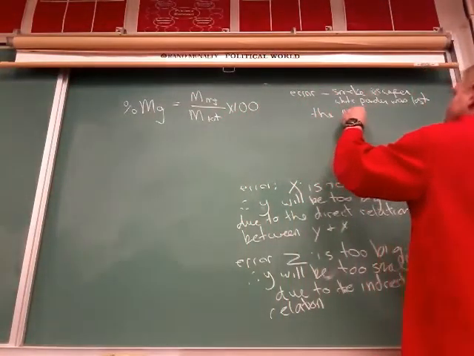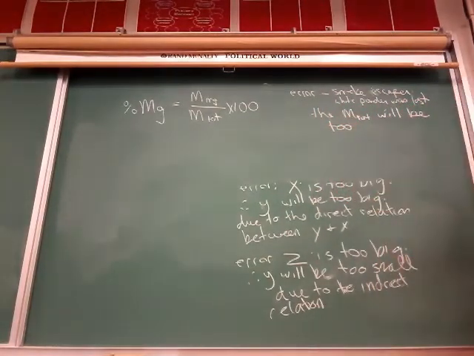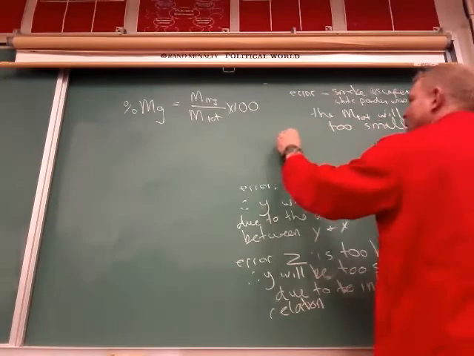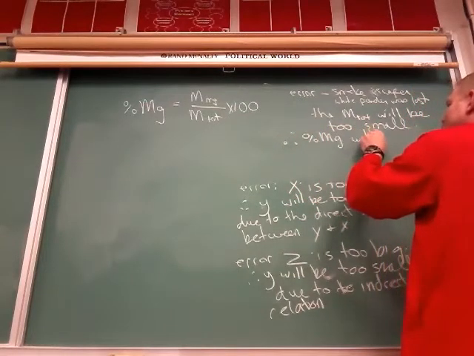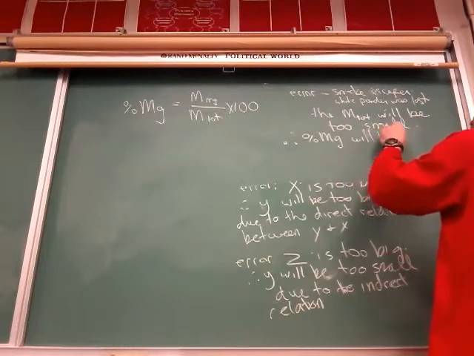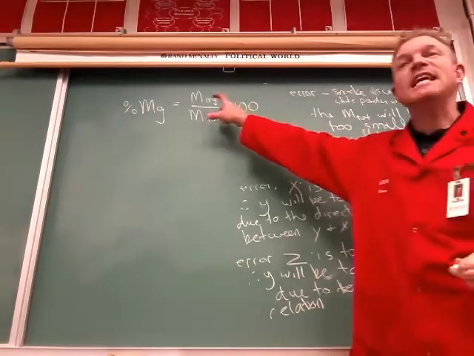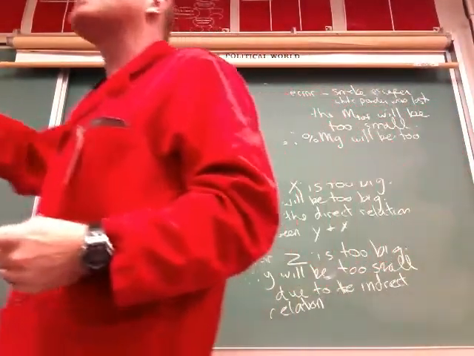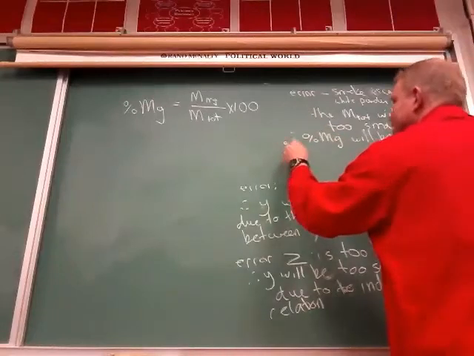The total mass will be too small. Therefore, the percentage magnesium will be too big because of the inverse relationship between the total mass and the percentage magnesium. Indirect and inverse really mean the same thing.